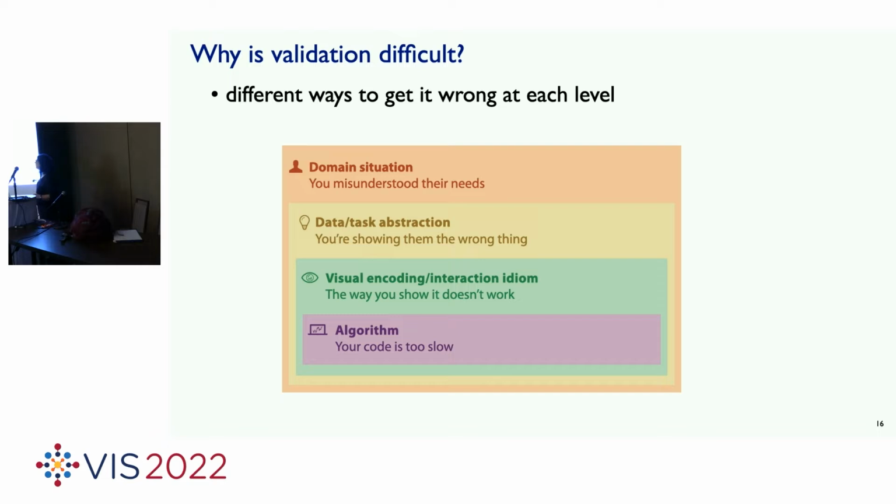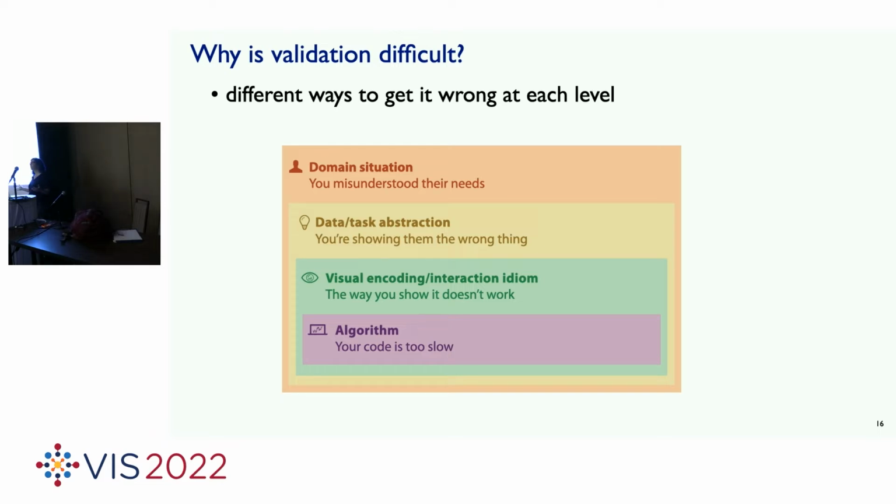But then, what can we do wrong at the idiom level? Well, it could be that the way you're trying to show it just doesn't work, that the human perceptual system is not actually going to respond and decode the information in the way that you, the designer, tried to encode it. And then finally, what can go wrong at the algorithm level?